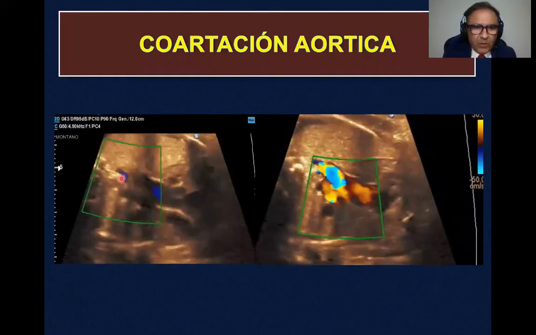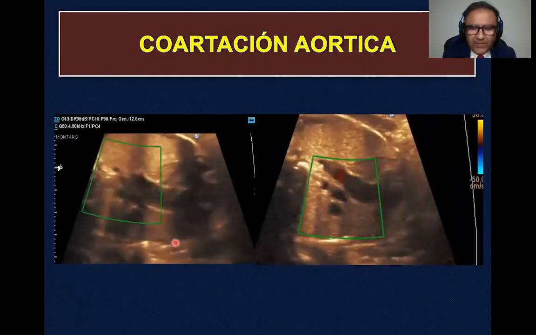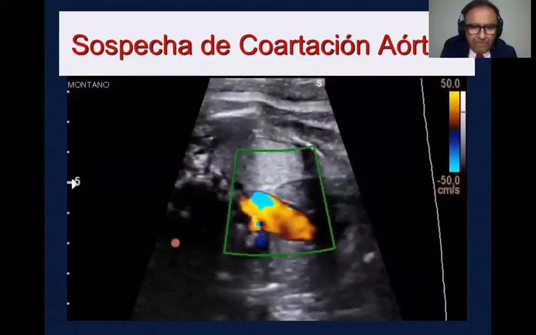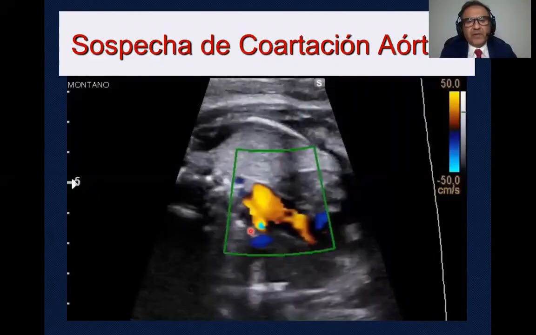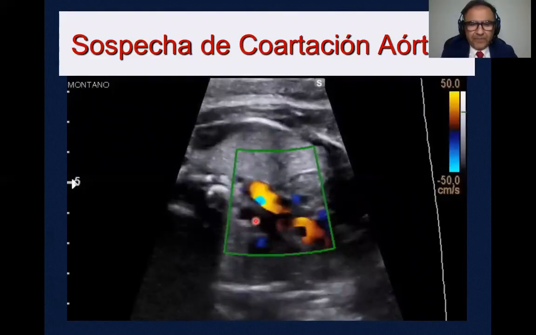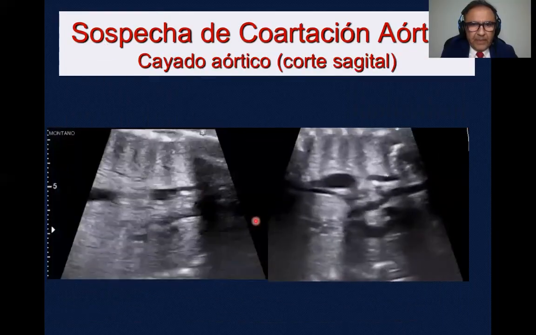In the three-vessel and trachea view, we see the same here, an aortic arch with a smaller diameter. This patient also had reverse flow in the aortic arch. Here you can clearly see the smaller diameter aortic arch and the reverse flow in the aortic arch there, and there was a high suspicion of aortic coarctation.